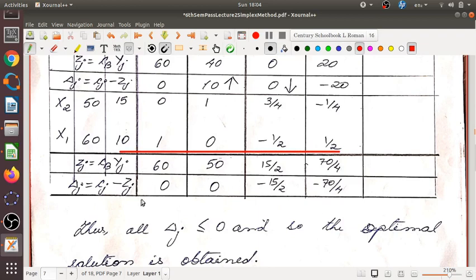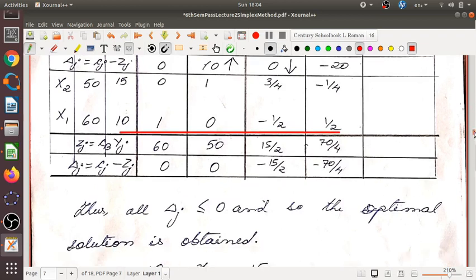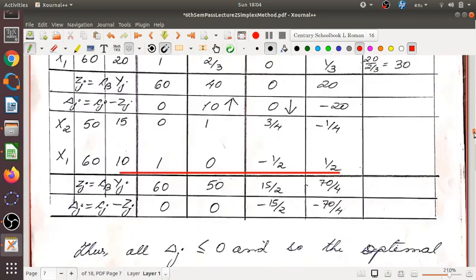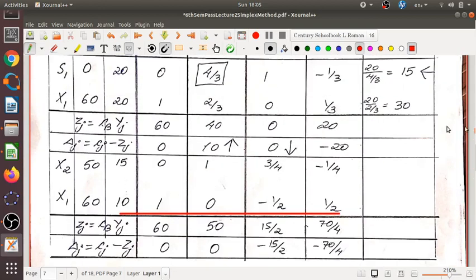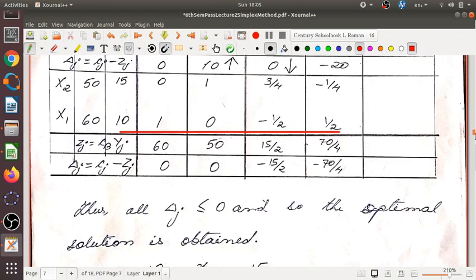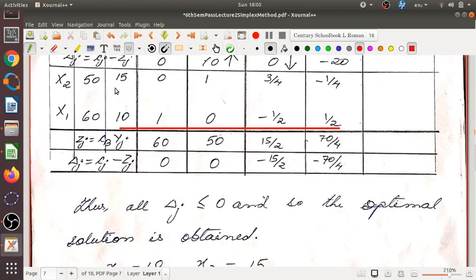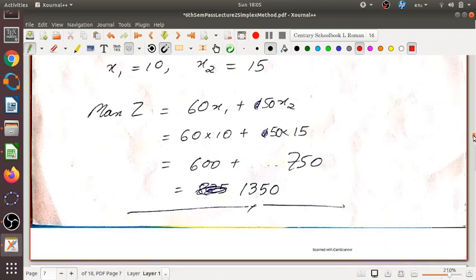Delta j is 0, 0, minus 15 by 2, minus 70 by 4. Thus all delta j are less than or equal to 0, so the optimal solution is obtained. It is given by x1 equal to 10, x2 equal to 15. From the table itself you can have the values. X1 is 10, x2 is 15, and the maximum value of z, which is 60x1 plus 50x2, comes out to be 1350.